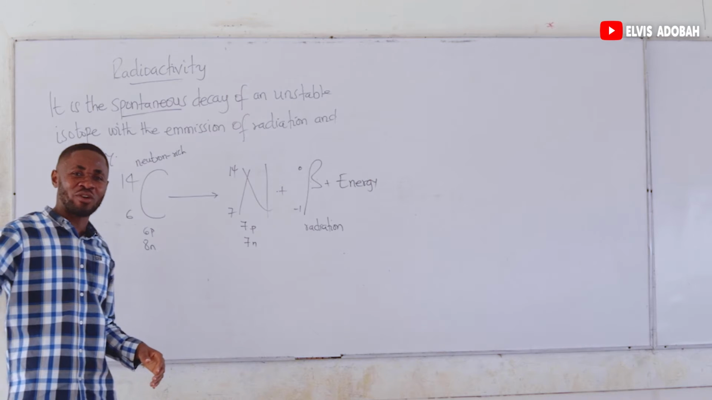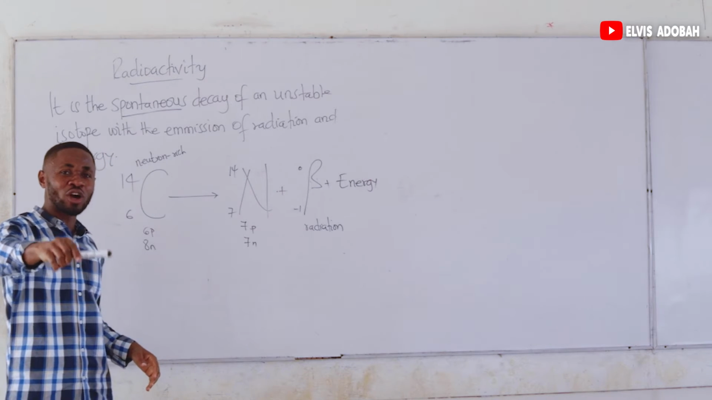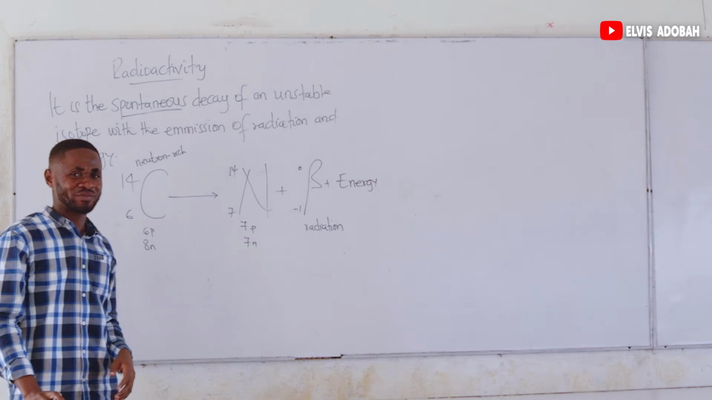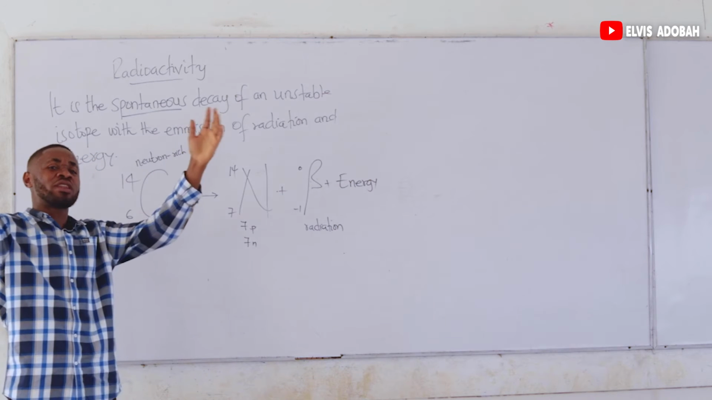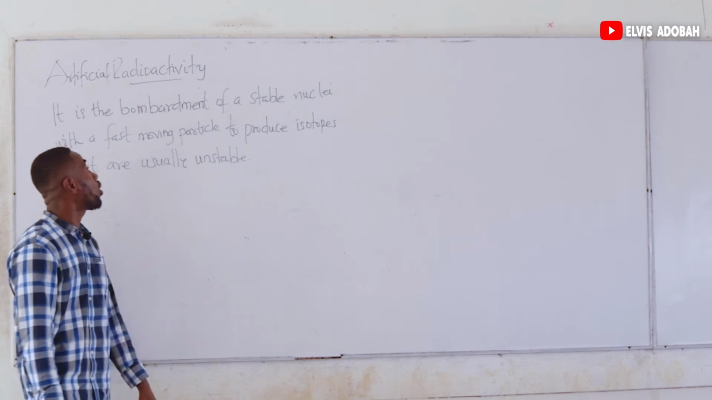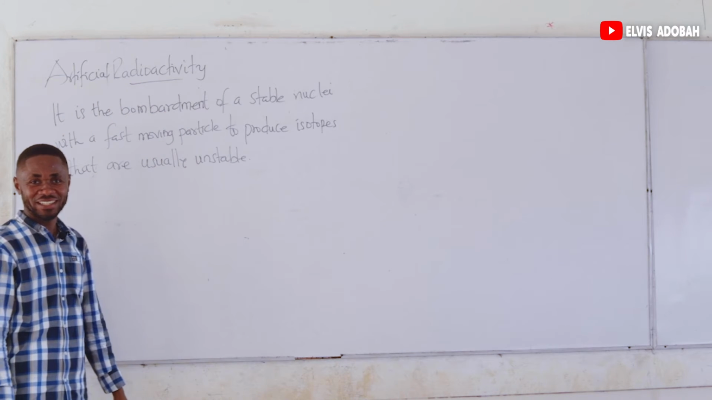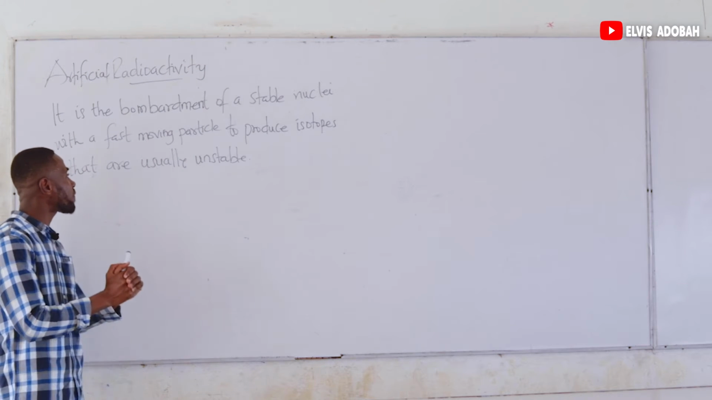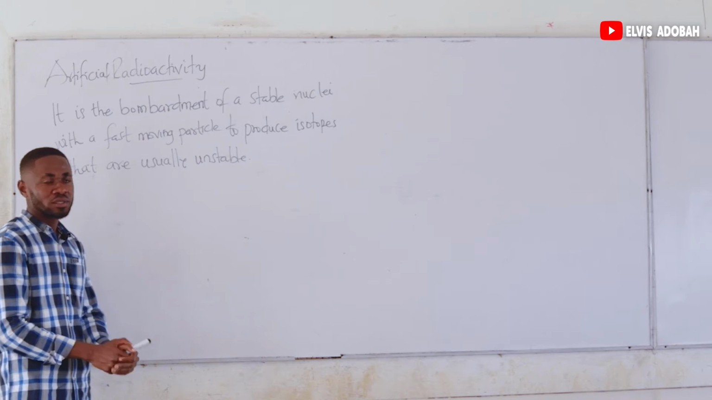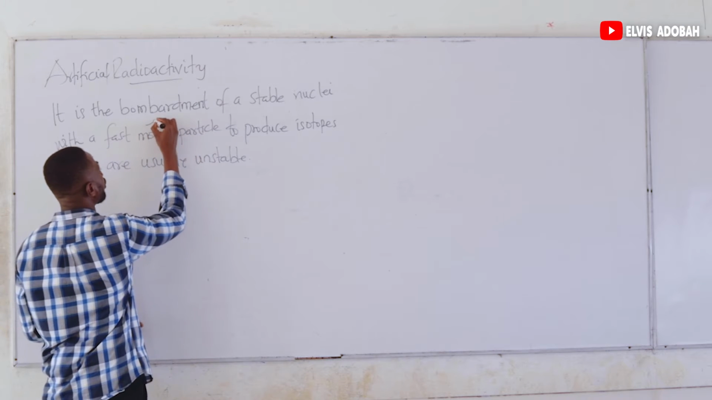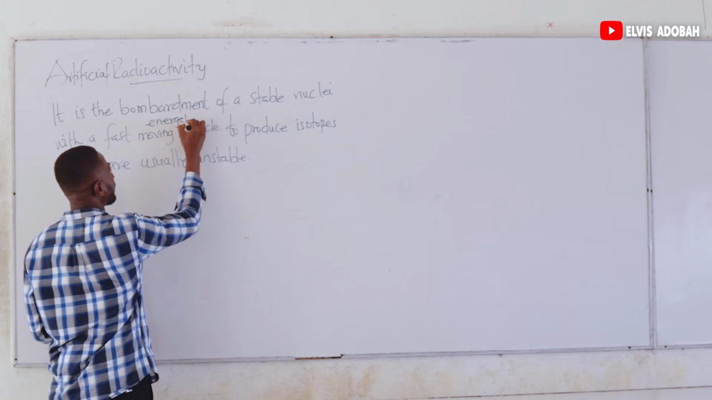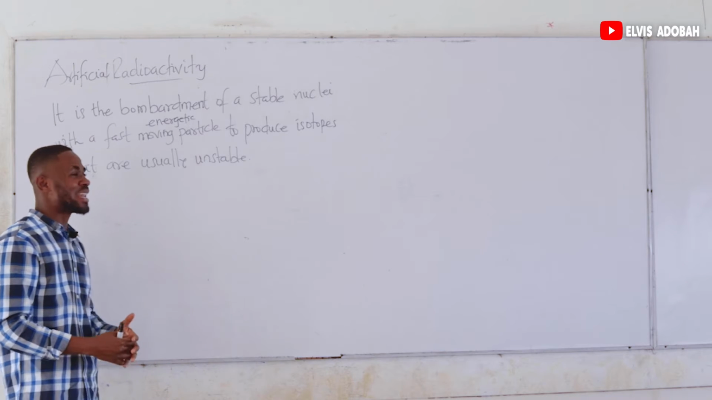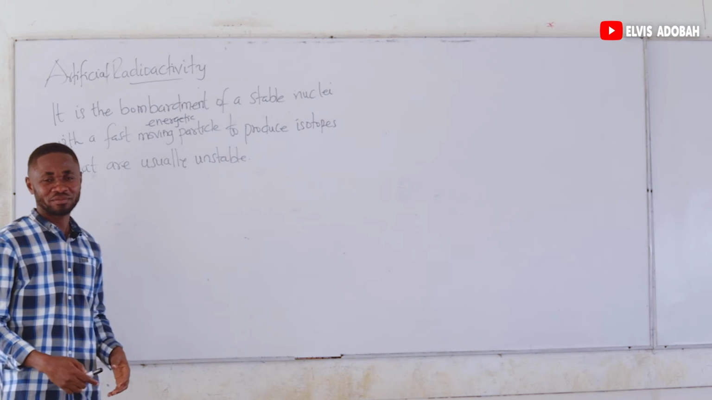Since we have natural radioactivity, it also means we will have what we call artificial radioactivity. Then what is artificial radioactivity? Artificial radioactivity is the bombardment of stable nuclei with a fast-moving particle. These fast-moving particles are also energetic, and they produce isotopes that are usually unstable.